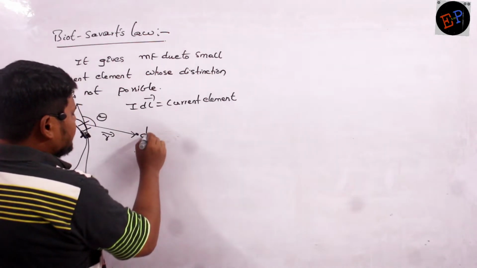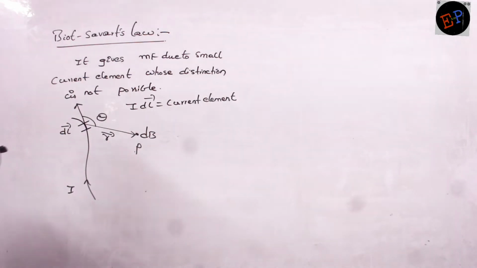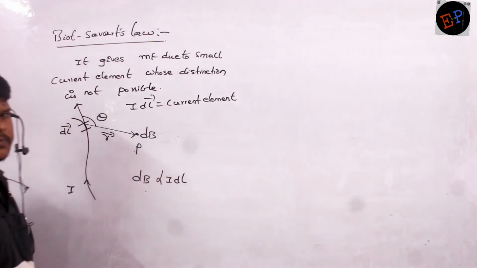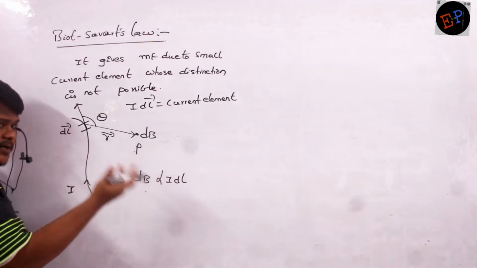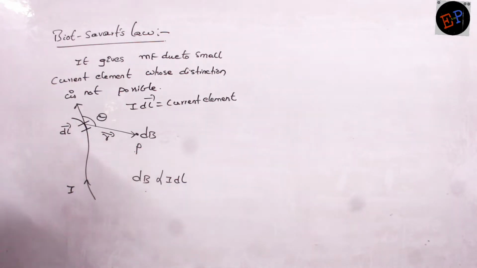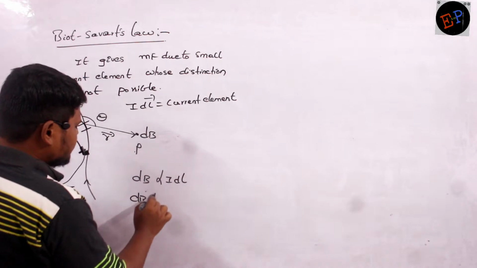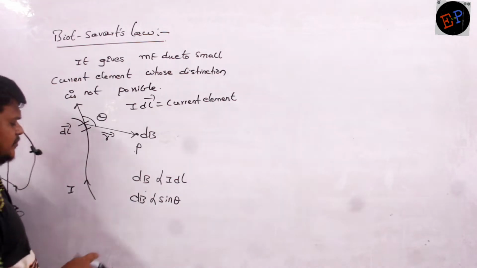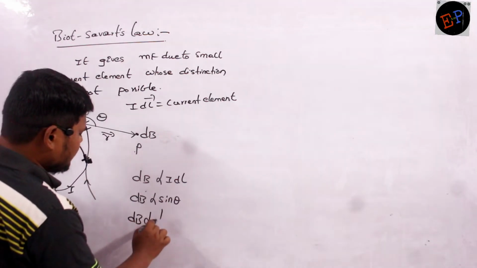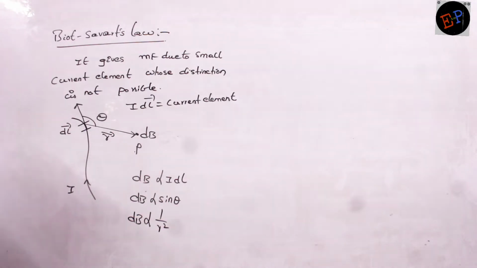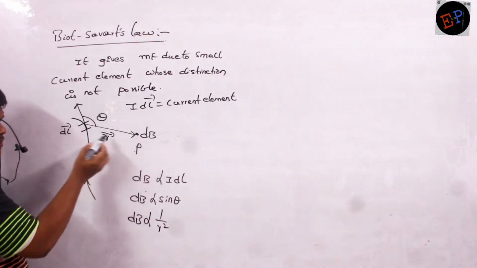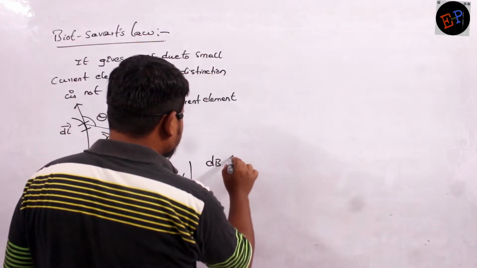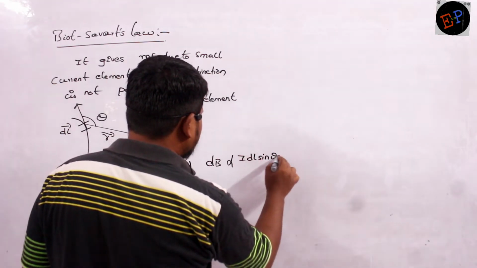dB means differential magnetic field, a very small amount of magnetic field. Clear, no? And this dB is directly proportional to I dl. If the magnitude of I dl is greater, the strength of magnetic field also will be greater. Are you able to understand? So dB is proportional to sine theta. It is not proportional to theta, it is proportional to sine theta. And this small amount of magnetic field is inversely proportional to r square. And r is the distance of this point P from the current carrying element. Combine all of them. If I combine all of them, what will I get? dB is proportional to I dl sine theta divided by r square.